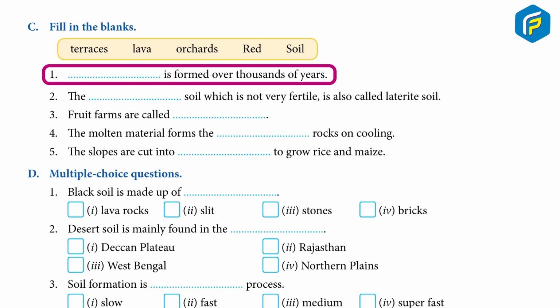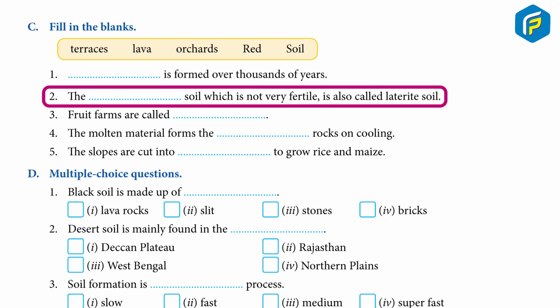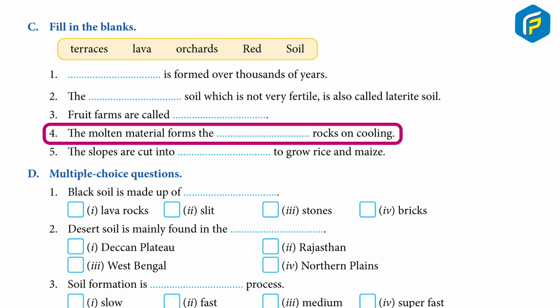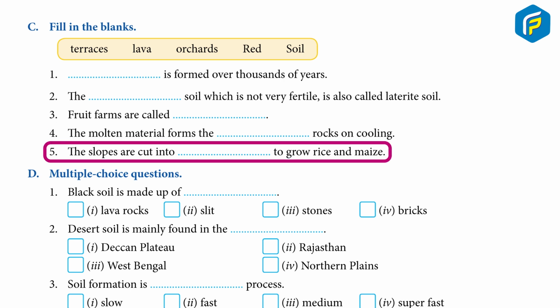1. Dash is formed over thousands of years. 2. The dash soil which is not very fertile is also called laterite soil. 3. Fruit farms are called dash. 4. The molten material forms the dash rocks on cooling. 5. The slopes are cut into dash to grow rice and maize.